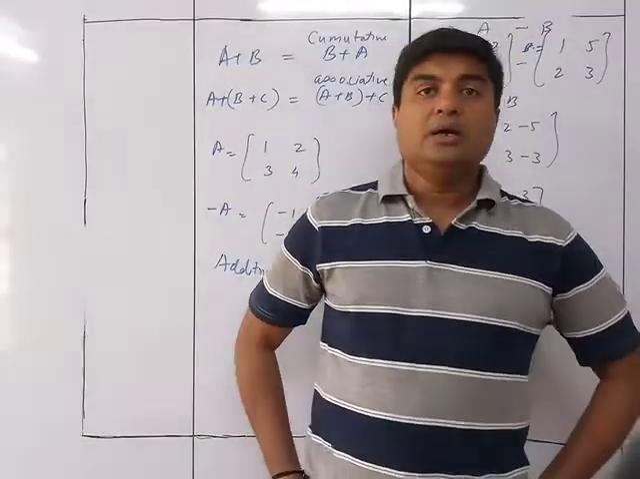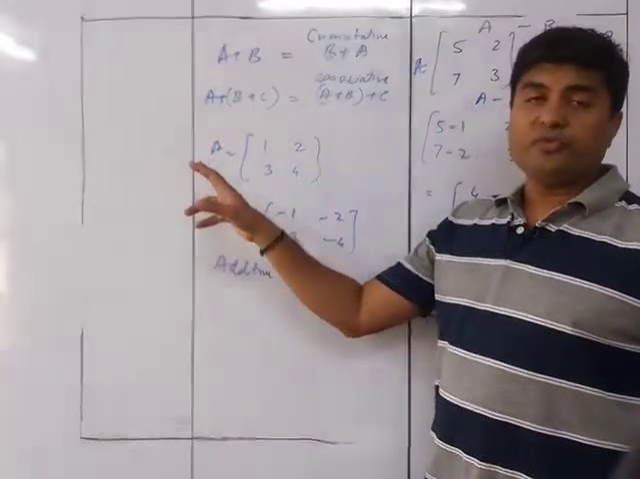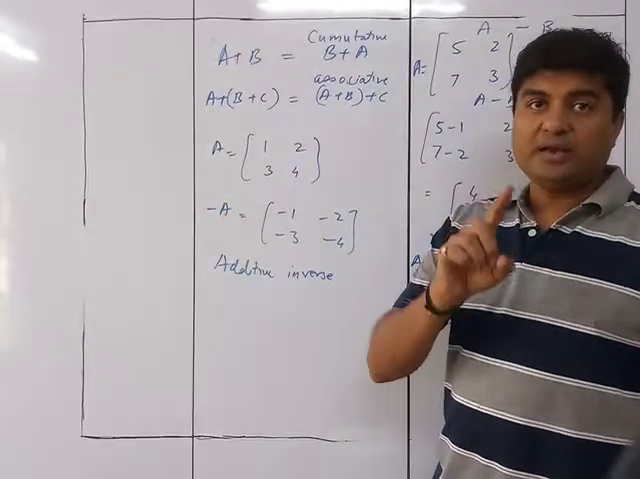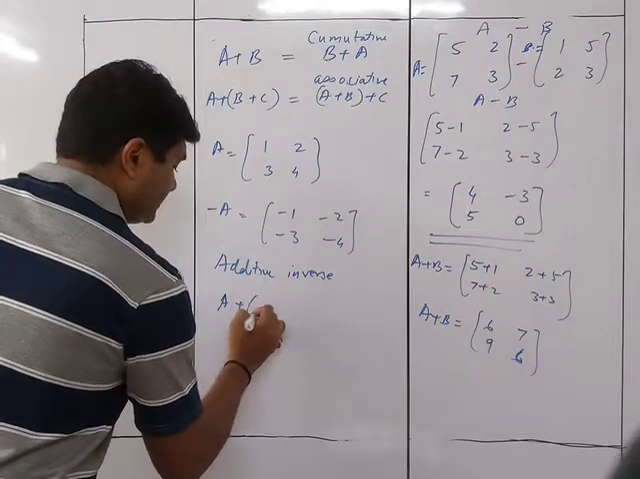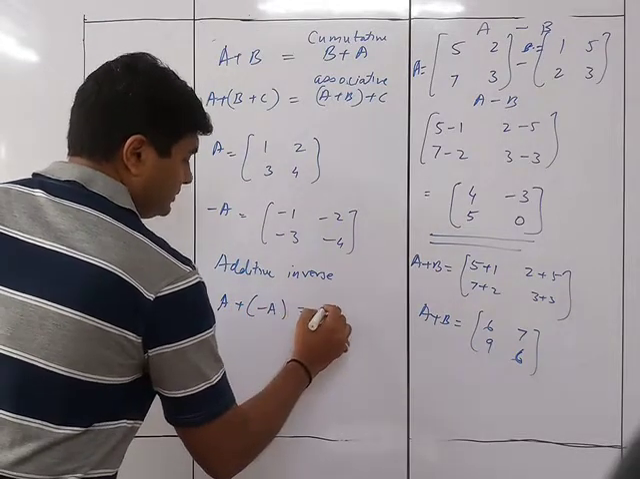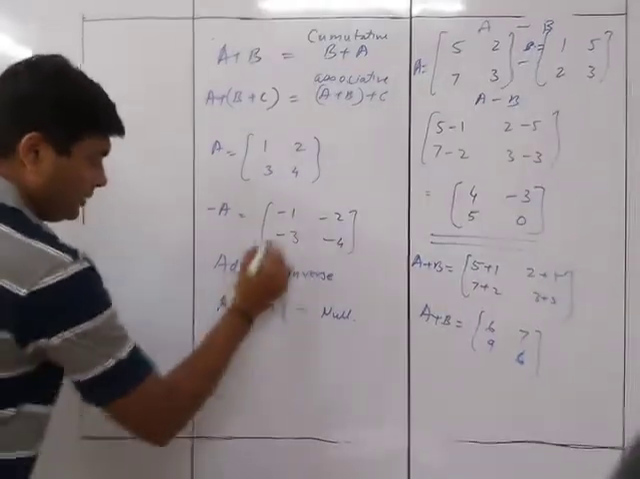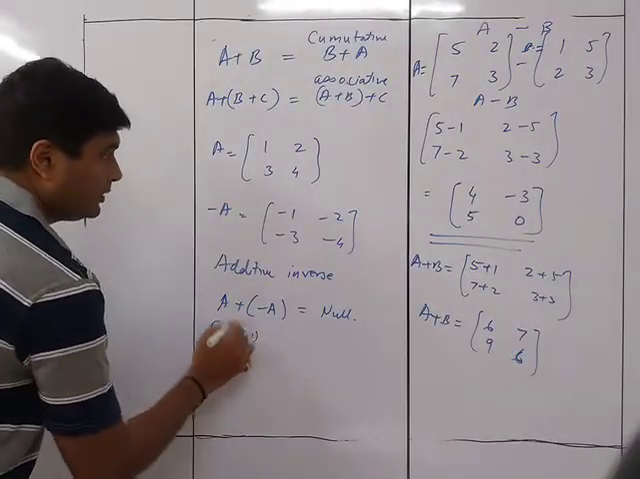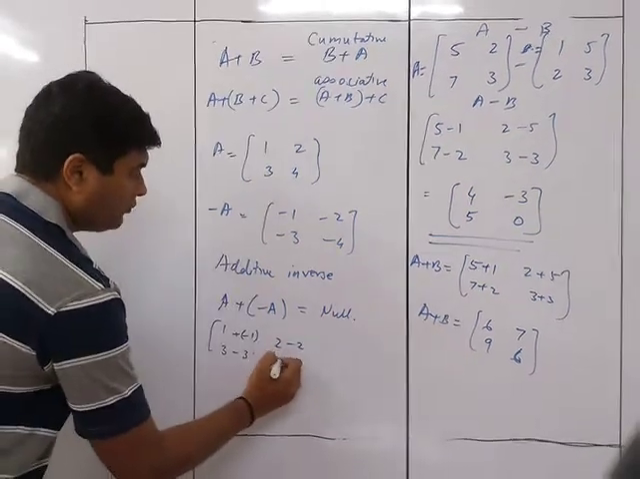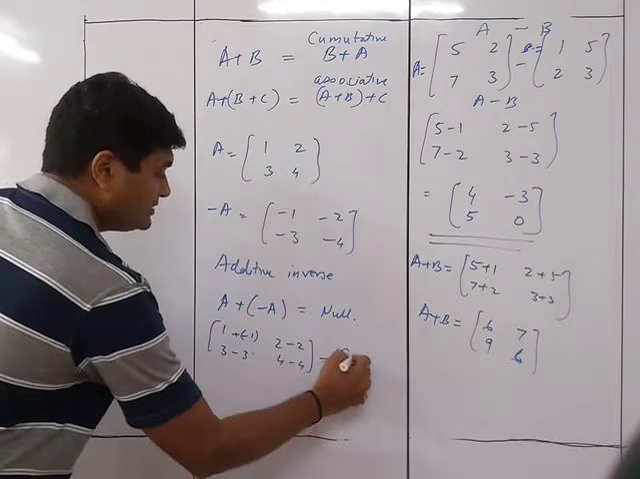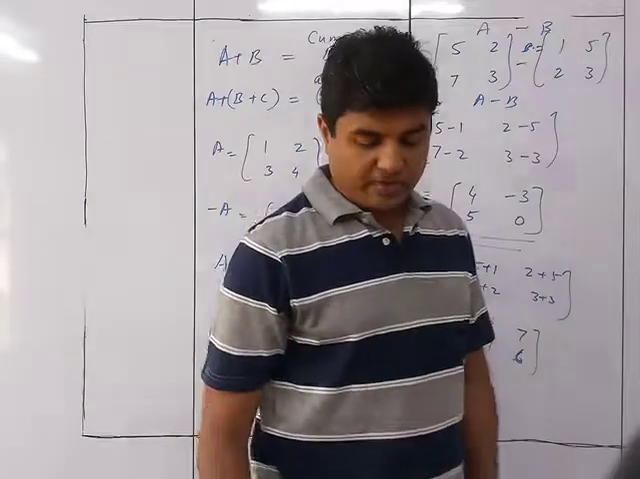And always the sum of this and this will be a null matrix. A plus minus A will always be a null matrix. You can see here itself that 1 plus minus 1, 3 minus 3, 2 minus 2, 4 minus 4 is nothing but 0, 0, 0, 0. That's a null matrix or zero matrix.